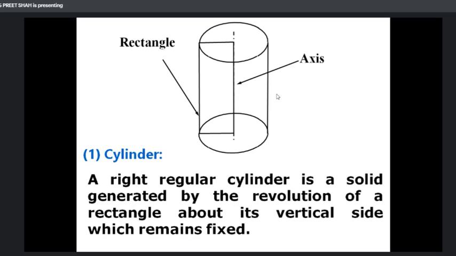So why is a cylinder called a solid of revolution? Solid of revolution means a plane figure rotates about the axis. Here the plane figure is a rectangle and it rotates about the axis, so it looks like a cylinder. The solid generated by the revolution of a plane figure about a fixed axis is called a solid of revolution. So this one is the cylinder. Next.